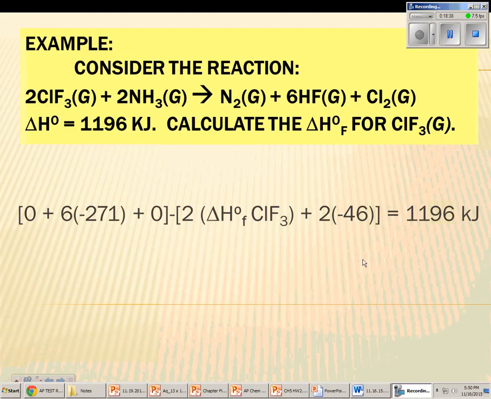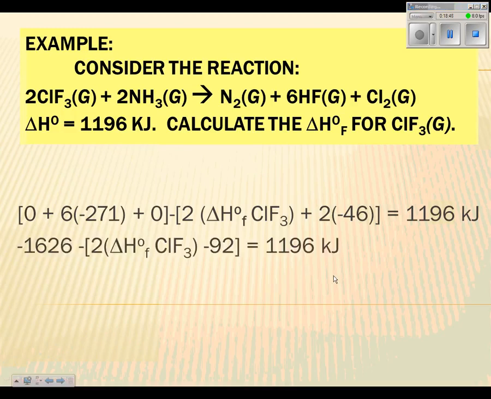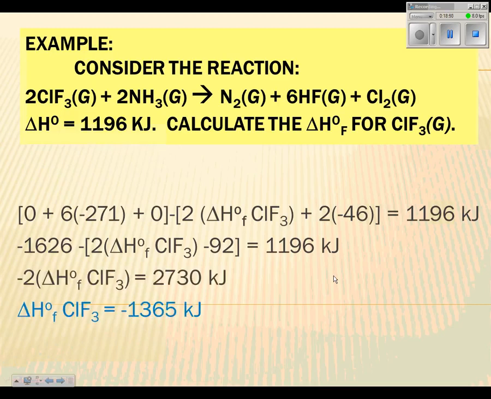But anyway, there's your products minus your reactants. Go solve for the ClF3 just like it was your X value or variable. Simplifying a little bit, and then finally divide by negative 2, and you're done. So just products minus reactants like we've seen in the past.